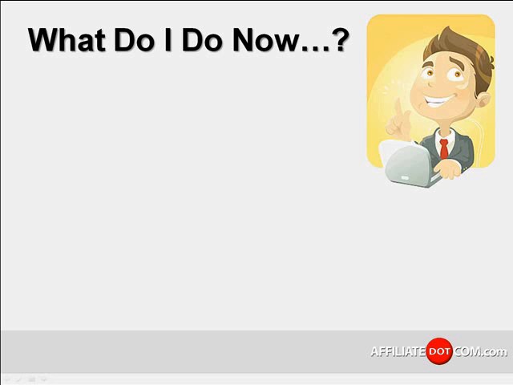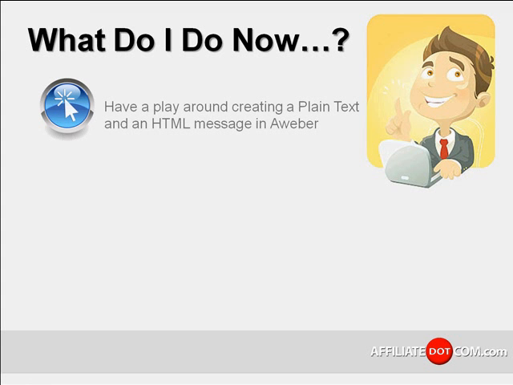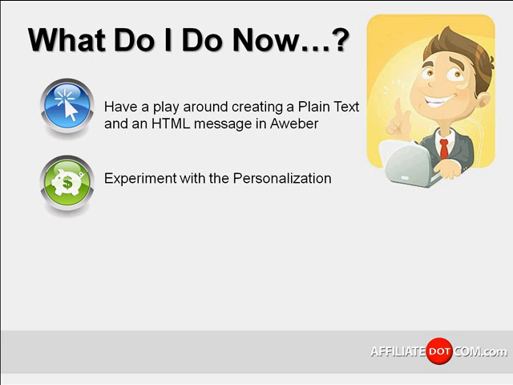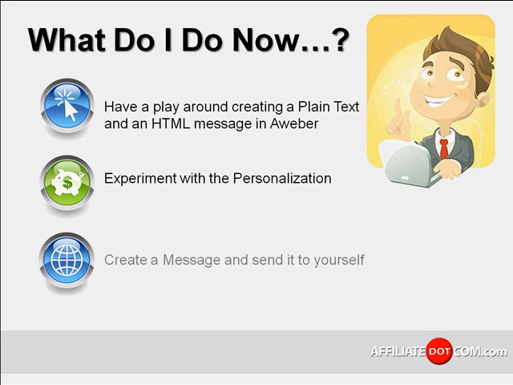So what do I do now? Well, what I'd like you to do is go to Aweber and have a play around creating a plain text message and also creating an HTML message. When you've done that, experiment with the personalization aspect as well and create a message and send it to yourself. We're just playing around. We're just trying to familiarize ourselves with Aweber. What we are about to do right now, you and I, is actually create our first message for real, if you like, that will include our link to our side door offer. So let's do that in the next video.